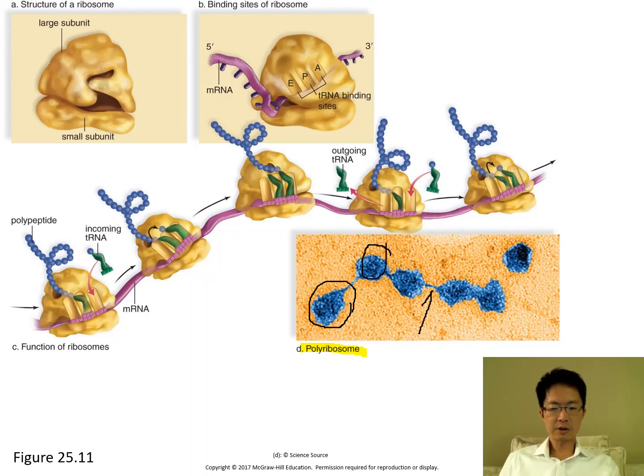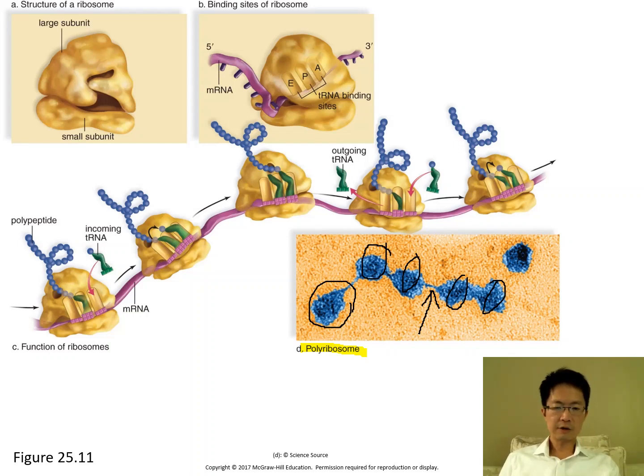So this is the same messenger RNA. You have 5 ribosomes on the same messenger RNA, and then they do the translation at the same time.